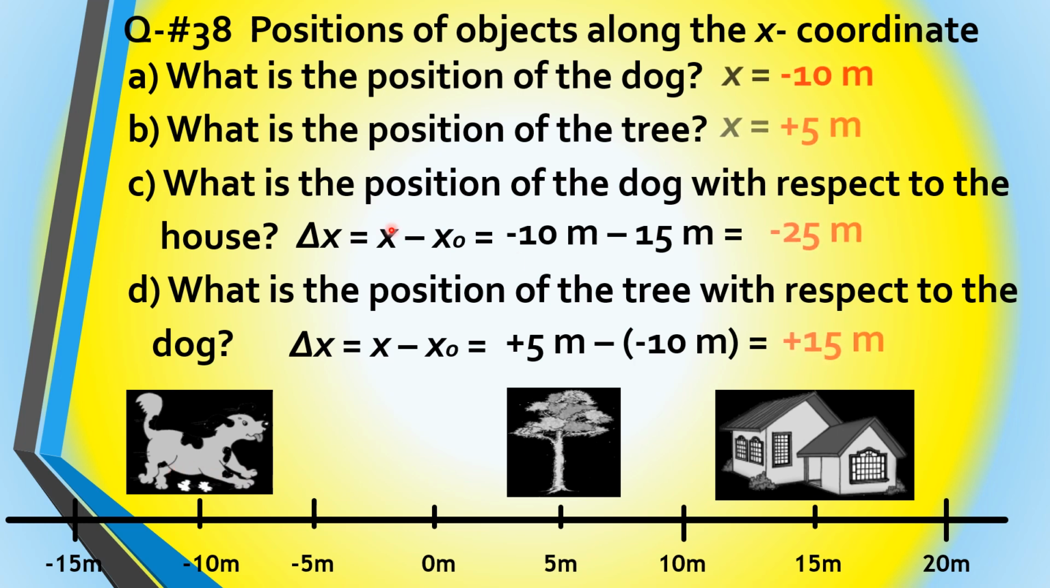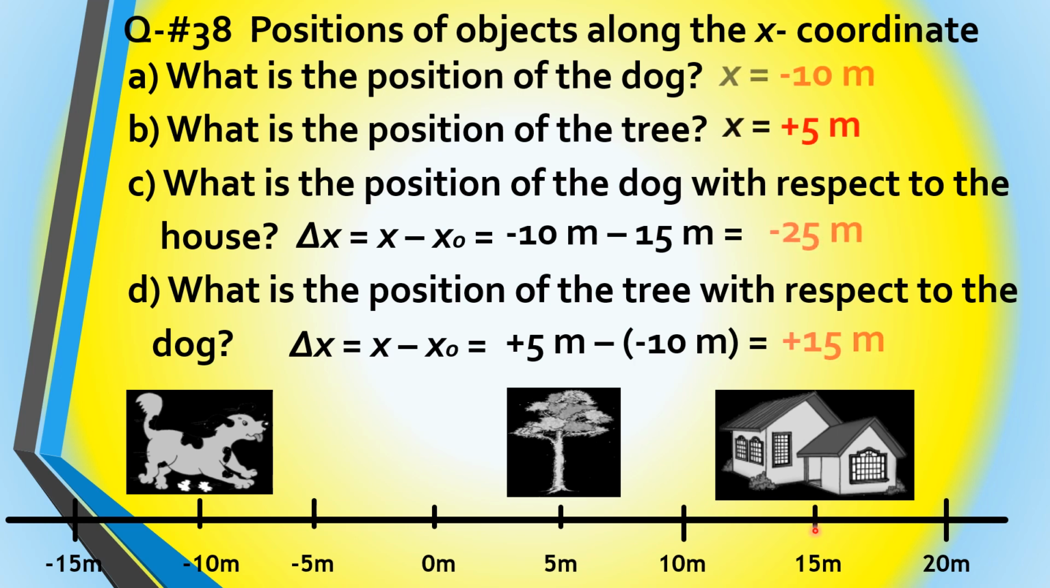Now, what if there is no need to show the working or solution? For example, you're taking an exam and there are questions like this, and you want a much quicker way of determining the answer. This is what we can do using the counting method. Let's try it in letter C. How did we get negative 25 meters? Since we are looking for the position of the dog with respect to the house, starting from the house, you just count how far away the dog is from the house. We just count in our number line.